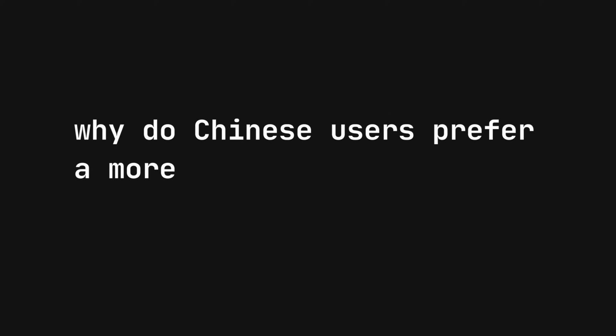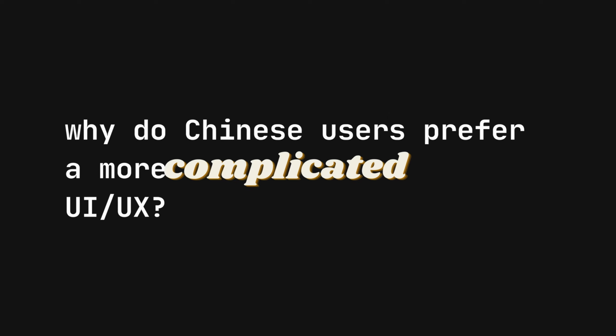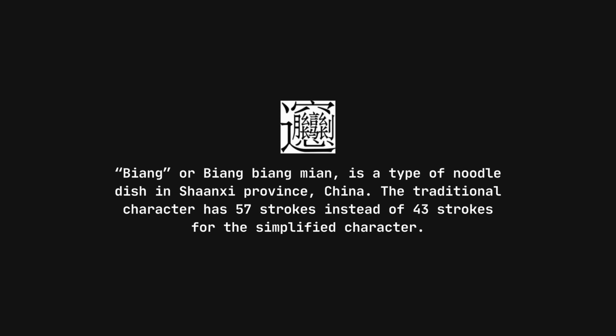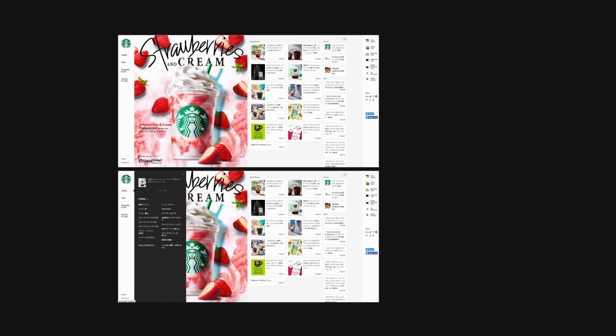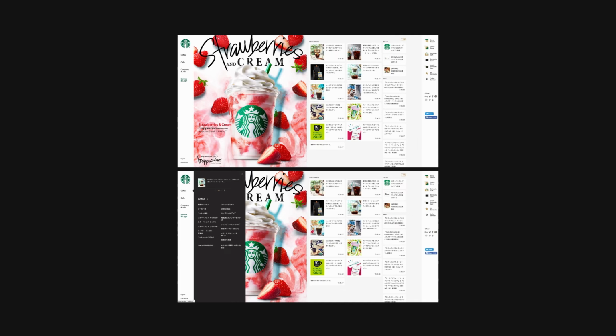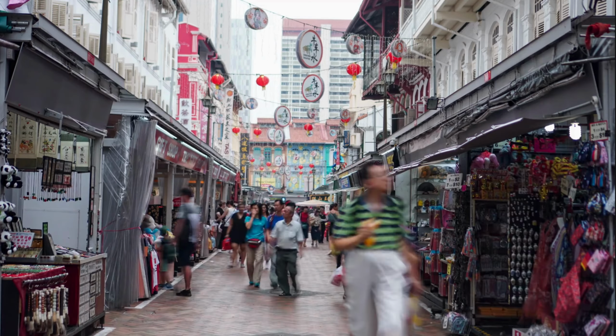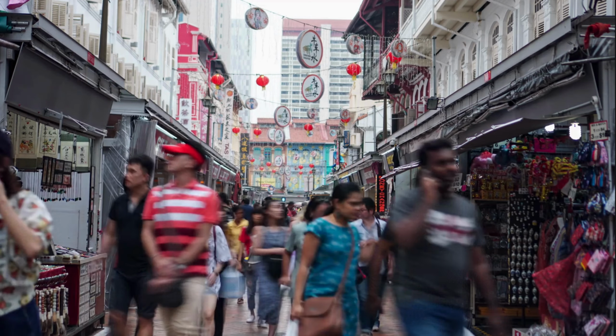Let's look at China. Why do Chinese users prefer a more complicated UI UX? Some theories suggest that it reflects the complexity of the Chinese language and cultural inclinations towards detailed and abundant information. It's almost like visiting a digital marketplace bustling with choices and opportunities is much like the physical malls that are integral to Chinese consumer culture.